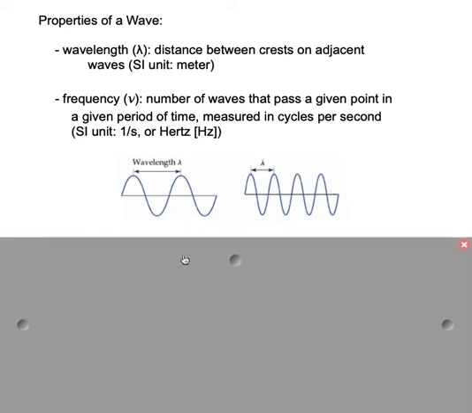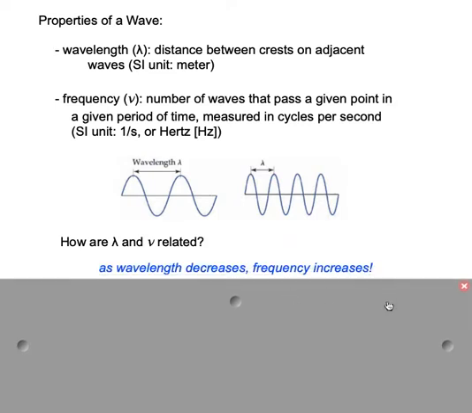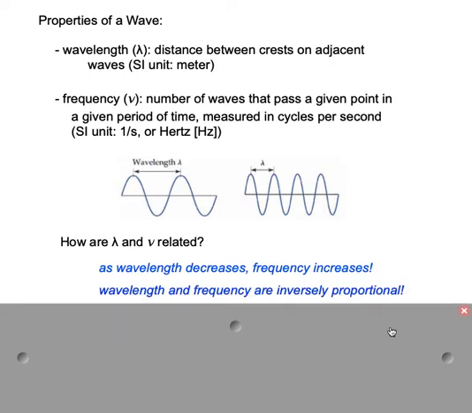So the question is, how are wavelength and frequency related to each other? As you can see in these two diagrams, as the distance between adjacent peaks gets smaller, that is, as lambda decreases, the number of peaks that pass you in a given second, that is the frequency or nu, increases. So as the wavelength decreases, the frequency increases. And you remember from our first unit that if two variables are related such that as one gets smaller, the other gets larger, that means they are inversely proportional.